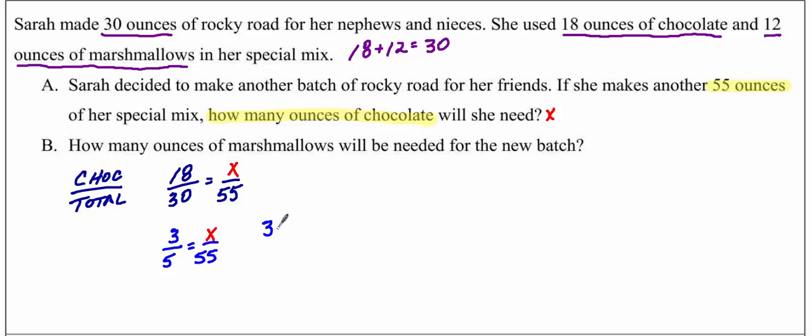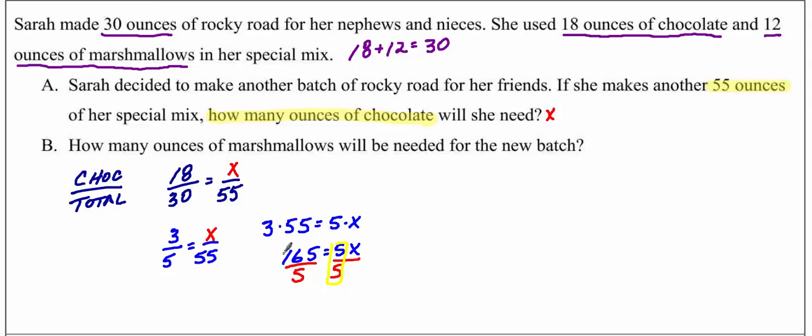It's 3 times 55 equals 5 times x. 3 times 55, 3 times 50 is 150, 3 times 5 is 15, so that's 165 is equal to 5x. We are going to divide everything by 5. It's the coefficient. It's the thing that gives us that big 1.